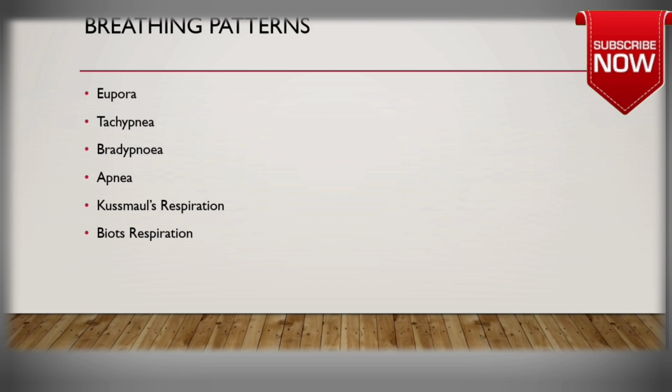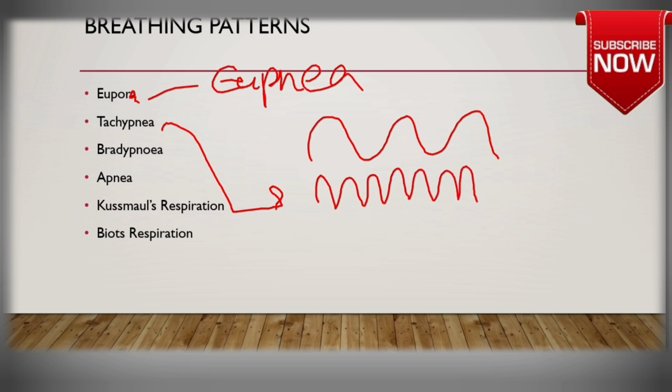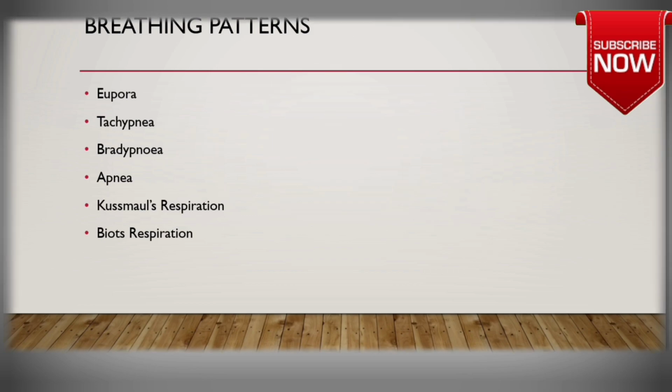Other breathing patterns. First is eupnea. Eupnea means normal breathing. Next is tachypnea. Tachypnea is an increase in rate of more than 24 breaths per minute. Bradypnea. Bradypnea is a respiratory rate of less than 10 breaths per minute.